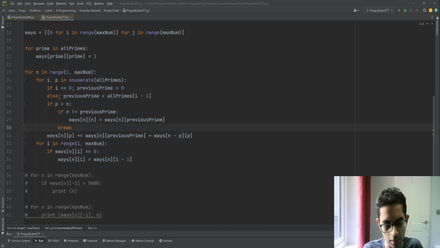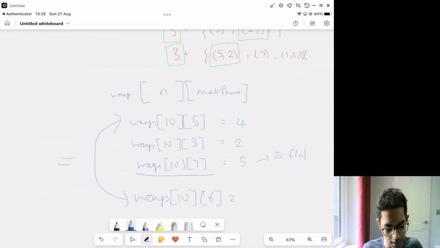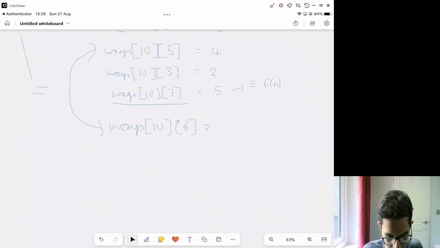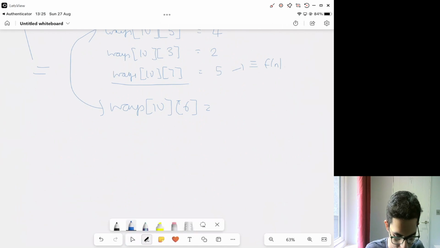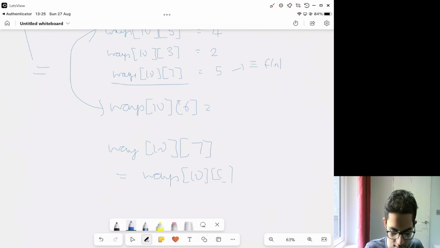So what I mean here is the number of ways in which we can get to 7, for example, in this example, would be the number of ways in which we can get to 5, because every way in which we can get to 5 would be included in 7, since 7 is greater than 5, plus the additional ways in which we can get to 10 using 7. So plus ways using 7.